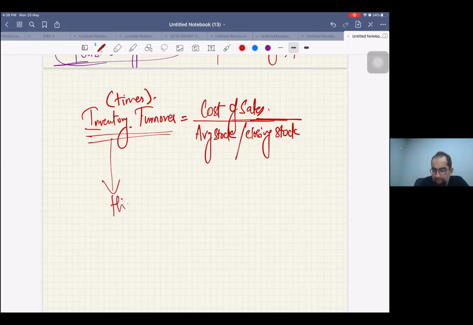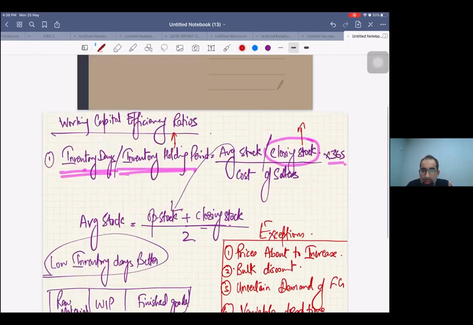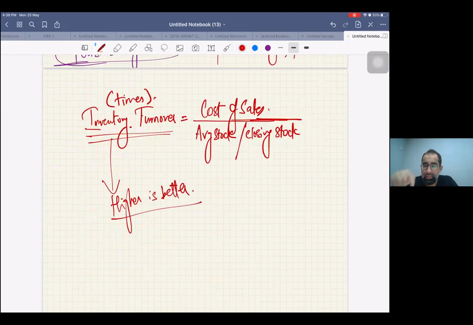For this ratio, higher is better, right? And for the above ratio, inventory holding period in days, lower is better. So these two are reciprocal of each other. Don't forget the totally reverse formula. The above was inventory holding period in days, and this is inventory turnover in times. Turnover means how speedily you are selling your stock. So high speed is good if you want to make sales.